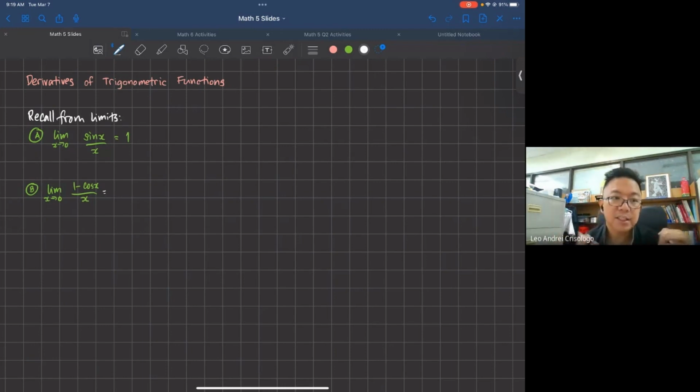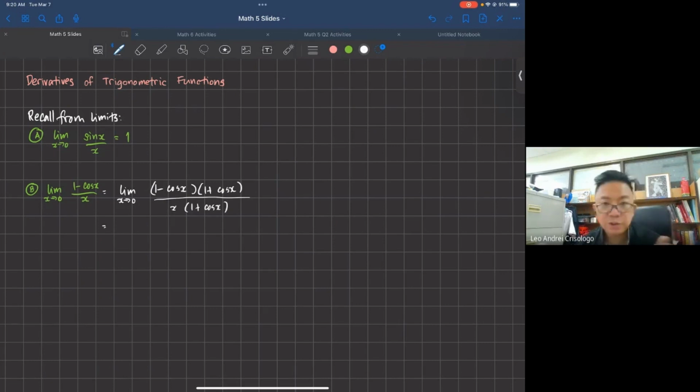So, first, the limit as x approaches 0 ng sine x over x that's equal to 1. And yung limit of 1 minus cosine x over x as x approaches 0. Ang gagawin natin dyan ay magmumultiply tayo ng conjugate ng numerator. So, we will multiply 1 plus cosine x sa both numerator and denominator. So, yung denominator natin magiging ganito. Kaso, if you look at the numerator, it's just a product of the sum and difference of two terms. So, magsisimplify siya into a difference of two squares. So, the numerator will become 1 minus cosine squared x. Our denominator doesn't change. It's still x times 1 plus cosine x.